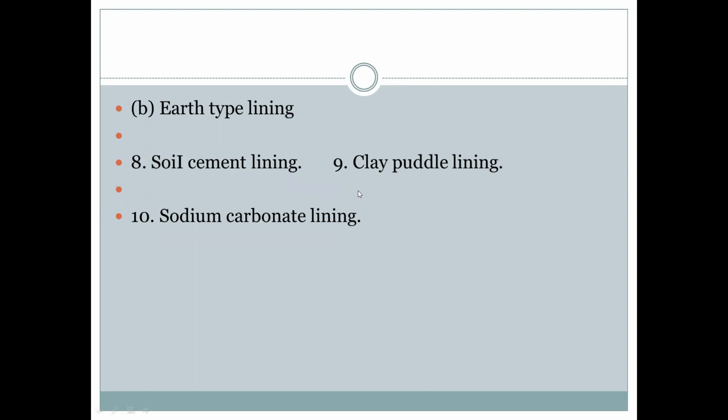The third type of lining has 3 types: soil cement lining, clay puddle lining and sodium carbonate lining.